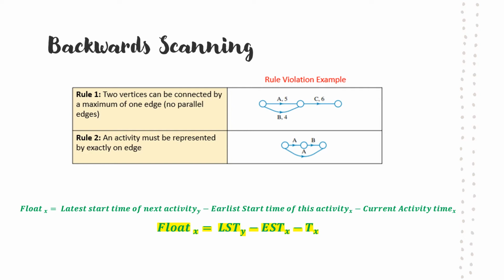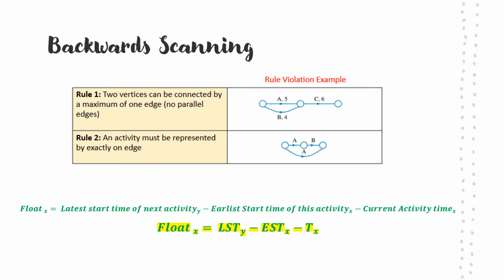And rule number two, an activity must be represented by exactly one edge. All right, so those two diagrams there, if they were to exist inside our graphs that we're doing a critical path analysis on, would violate the rules. Therefore, we wouldn't be able to do a proper backward scan and therefore the critical path analysis. So no A and B connecting to the same two vertices like so. Towards the end of this video, we're going to be talking about what's called dummy activities. That's how we can get around these two rules and still do our full proper critical path analysis.